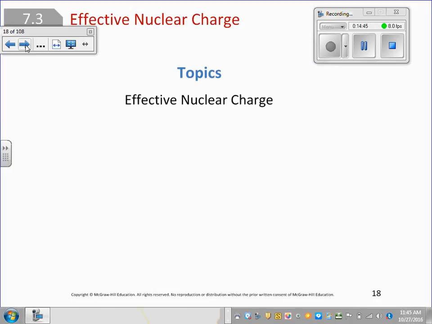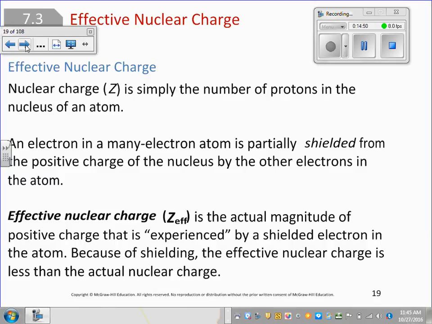Effective nuclear charge. So the nuclear charge, Z, is from the protons in the nucleus. So if I'm just talking about a hydrogen atom, on the proton, near the electron, there's an attraction between us.